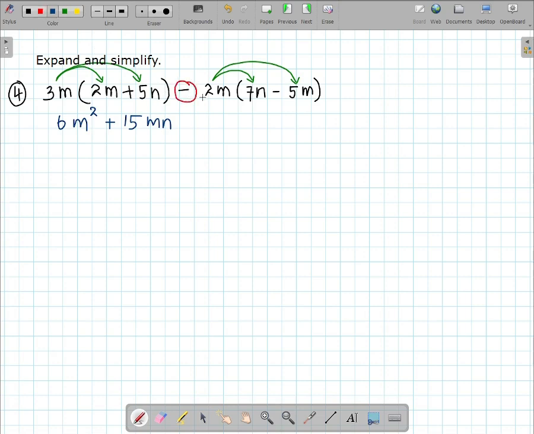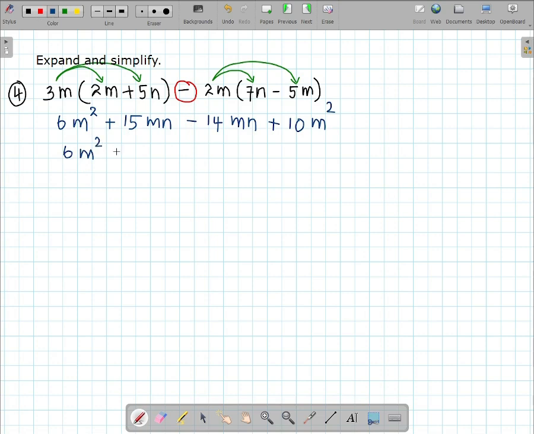So it is minus 2m times 7n: minus 2 times 7, that is minus 14, m times n, that is mn. Then minus 2 times minus 5, that is plus 10, m times m, that is m to the power 2. Now we check like terms. We have here m to the power 2, here also m to the power 2, here mn, here mn. So we can collect them.